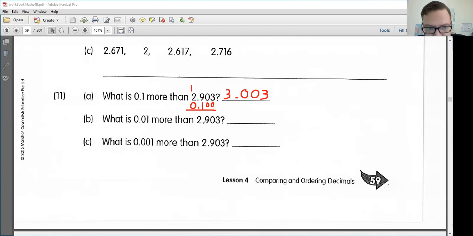What is 0.01 more than 2.903? All right, once again, please make sure you line up your decimal points. All right, so the only thing that should change here is the number in the hundredths position. So this should be 2.913. Next we have, what is 0.001 more than 2.903? All right, so my only thing here that's changing is the number in the thousandths place. So I'm just changing that 3 to a 4, 2.904. All right, let's continue.